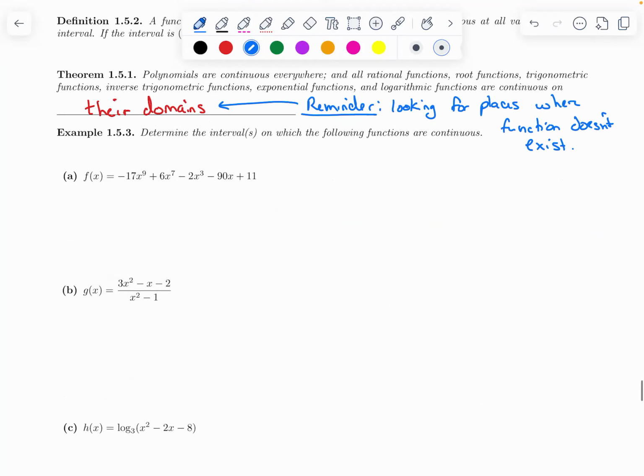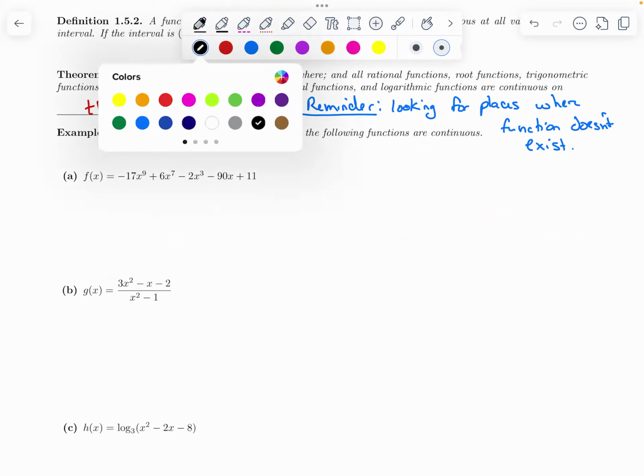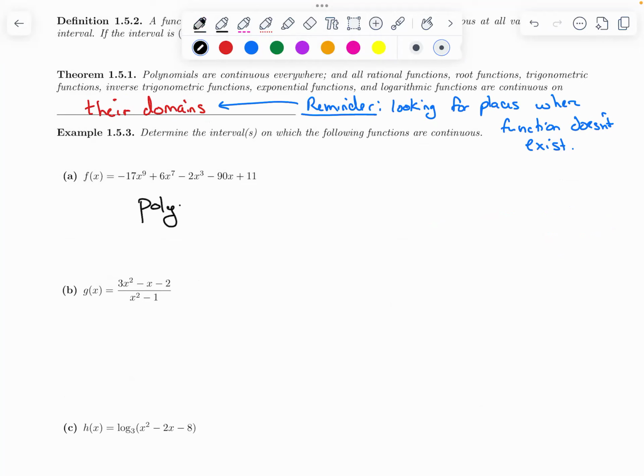So we've got several examples here. f of x equals negative 17x to the 9th plus 6x to the 7th minus 2x cubed minus 90x plus 11. Where's that continuous? Everywhere. It's a polynomial. So that means the interval in which it's continuous is the whole real line. You can write negative infinity to positive infinity. Some students, if they want to sound cool, will write that bold-faced R. That's the mathematical way to say that. That's the lazy mathematician's way to write it, but either way is fine.